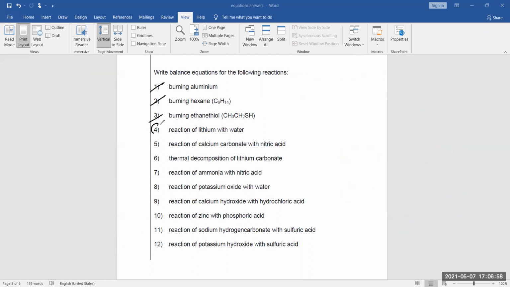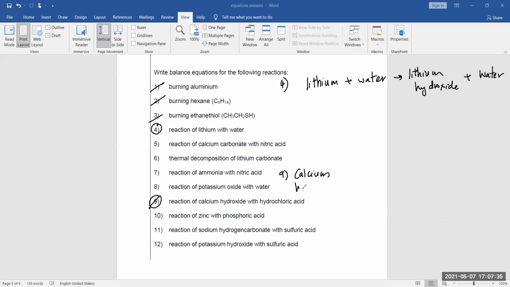Let's do this for lithium with water. So lithium is a bit special. Lithium is a group 1 metal. It reacts with water to produce lithium hydroxide and water. Okay, and finally, one more is this one, calcium hydroxide and hydrochloric acid. So this is question 9.